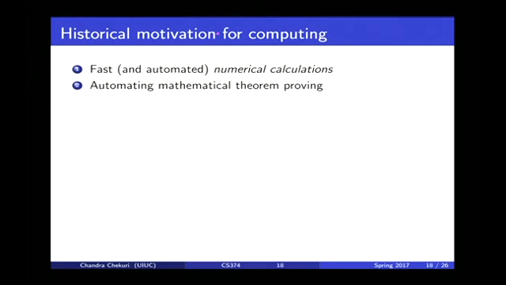Historical motivation for computing informed the development of the models of computing. I think there were two big things. People have always wanted to do calculations. They wanted to add numbers fast, and to do many calculations fast, and that was one historical motivation. But another important historical motivation came from mathematics: the notion from Hilbert at the beginning of the 20th century, can mathematics be completely automated?